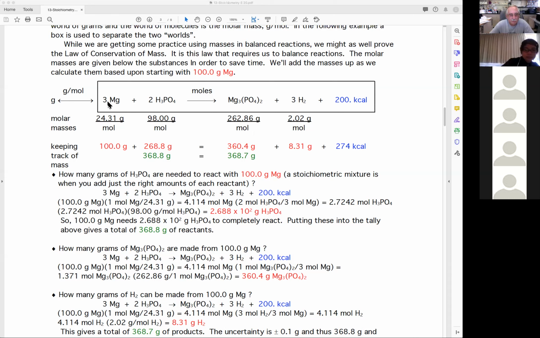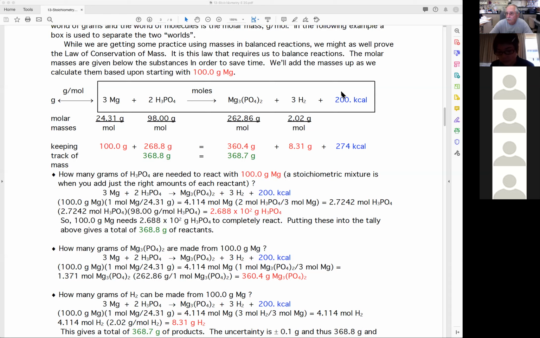So what that means is that the atoms and molecules in here, they just react with each other like this. Well, three of these guys get together with two of those guys. They make one of those guys, three of those guys, and they give off 200 of those guys. They never think about how much they weigh. So in their world, what works is molecules and moles. So you could say 3 atoms, or you could say 3 moles of atoms, right? And all of this will work.